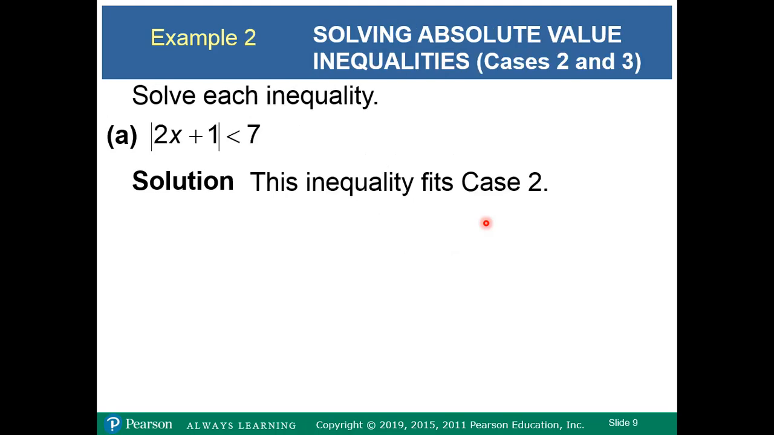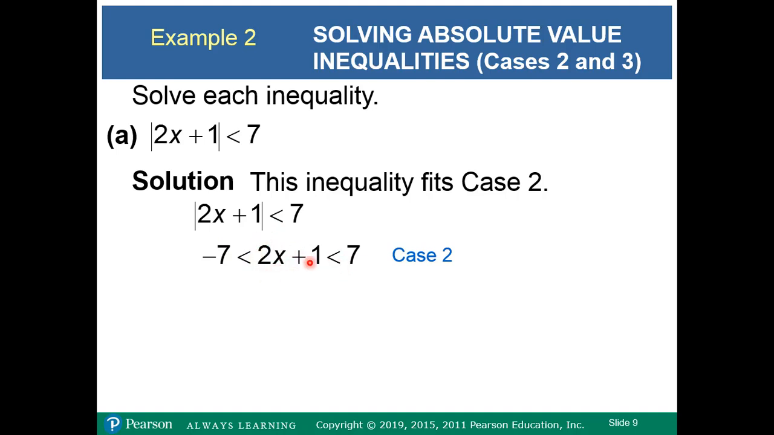Okay, so now what about this one here? Here we have the absolute value of 2x plus 1 is less than 7. Okay, so that means that 2x plus 1 is less than 7, or 2x plus 1 is greater than negative 7. Okay, and so we get this result. Okay, and so now we're going to solve this three-part inequality, which we've done before.